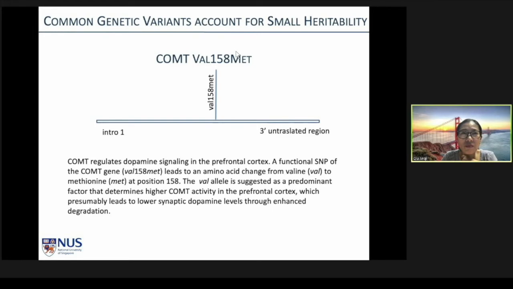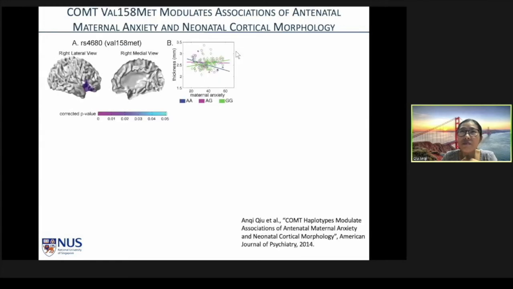The Val allele is suggested as a predominant factor that determines higher COMT activity in the prefrontal cortex, which presumably leads to lower synaptic dopamine levels through enhanced degradation. This particular SNP indeed modulates the association of antenatal maternal anxiety and the thickness of the inferior frontal cortex.